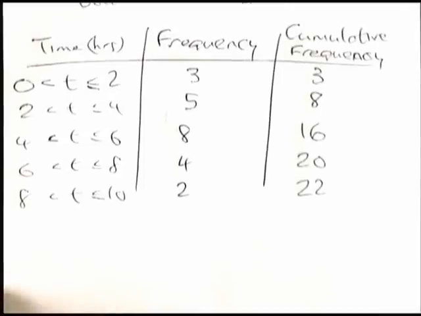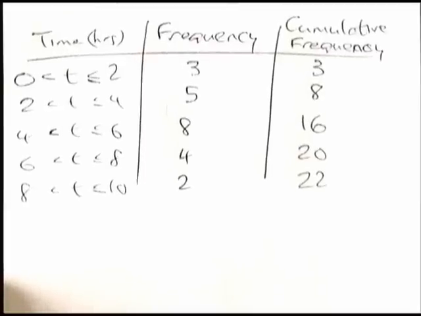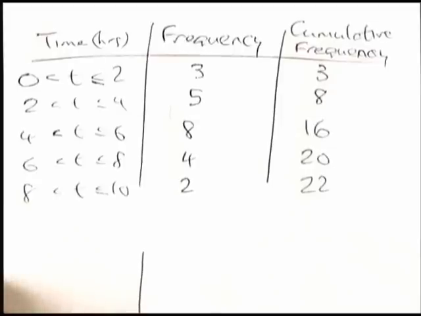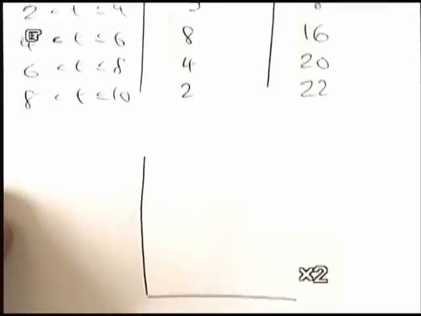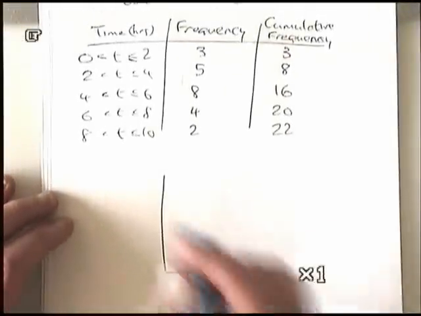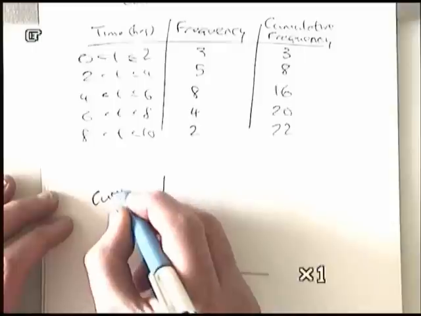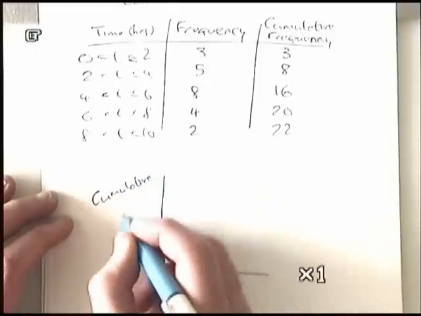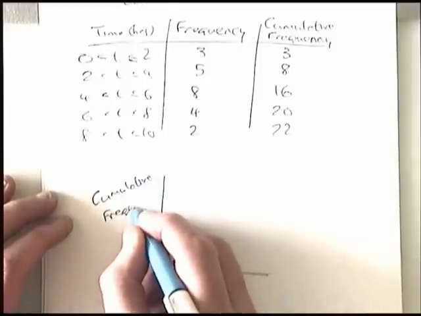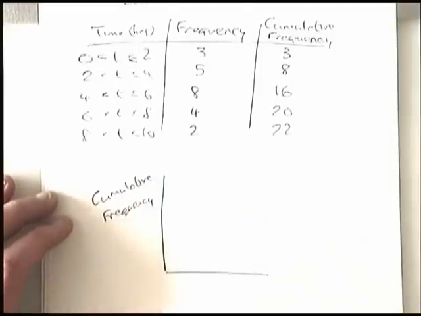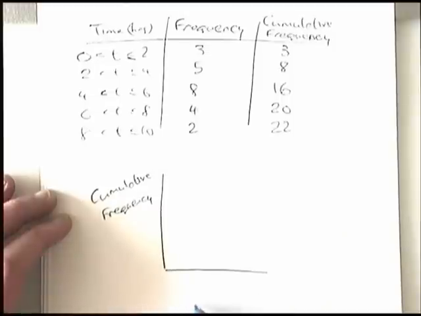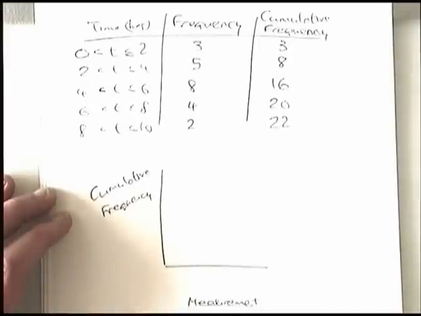Once you have finished drawing out your cumulative frequency table, we always then, as a next step, draw a graph. Now, I don't want you to draw this next bit down. At the moment, it's just a sketch. On the axis that goes up, we always have the cumulative frequency. Along the bottom, we always have our measurements. And in this example, our measurement was time.